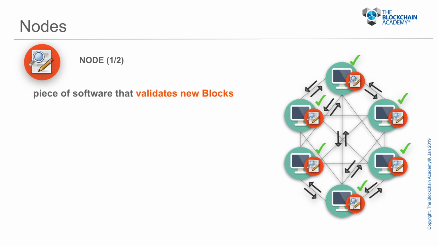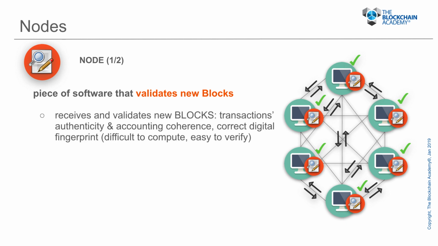Now, let's come back to the node software, because it has a second functionality, which is the validation of new blocks. At the moment that the miner sends its block to the peer-to-peer network, nodes receive and validate these new blocks by again verifying the authenticity and accounting coherence of each transaction in that block, and this time also by verifying the correctness of the digital fingerprint on that block, which is easily done as the solution to the computation has been published by the miner.